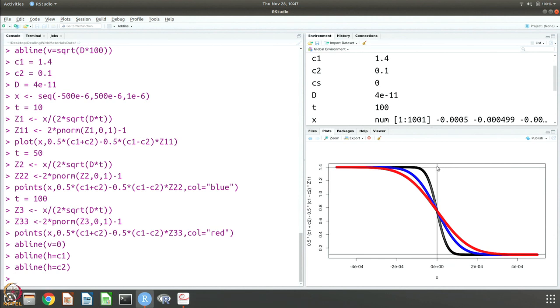Initially this was the composition profile. As time goes by, in this part the composition keeps decreasing, and in this part the composition keeps increasing. The area under this part should be exactly equal to the area under this part by mass conservation, because the carbon that is leaving from here is entering here. And the depth of penetration of the diffusion curves is proportional to √Dt. As you can see, for 10, 50, 100 and so on, it is penetrating more and more. In this case, it is losing carbon. In this case, it is gaining carbon.